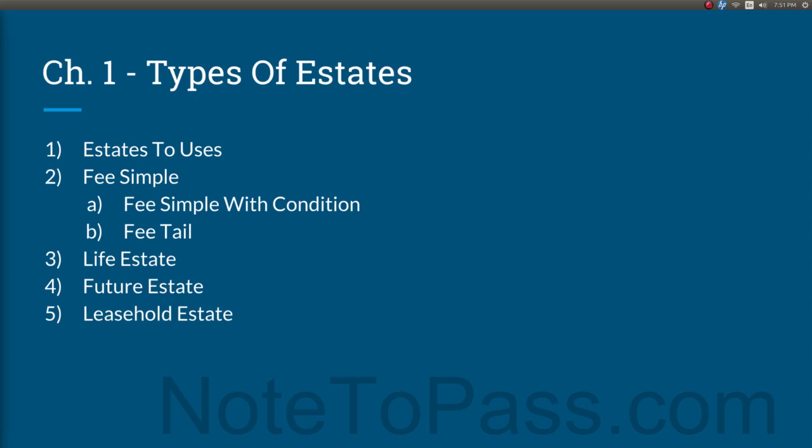First one is estates for uses. Second one is fee simple. Third one is life estate. Fourth one is future estate, and fifth one is leasehold estate.